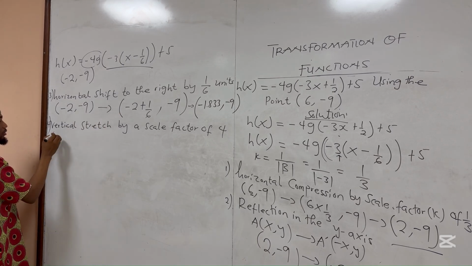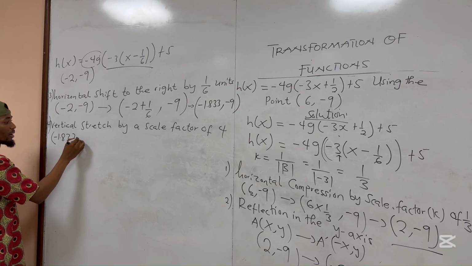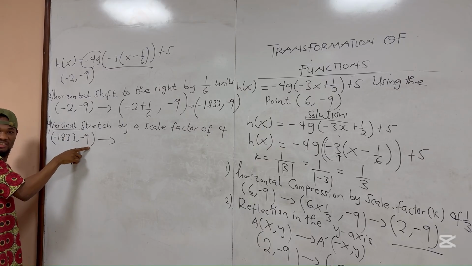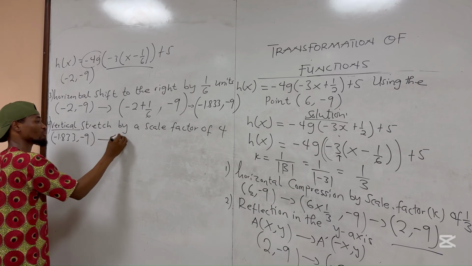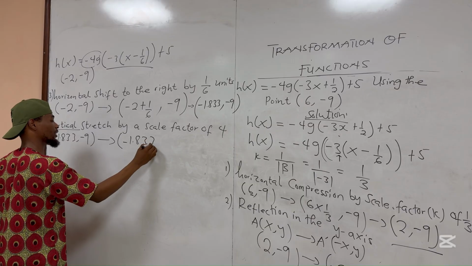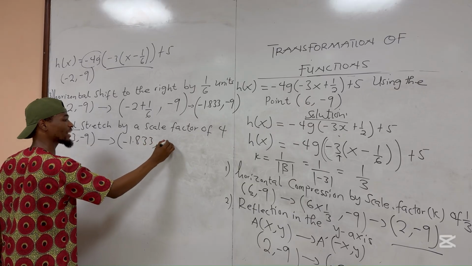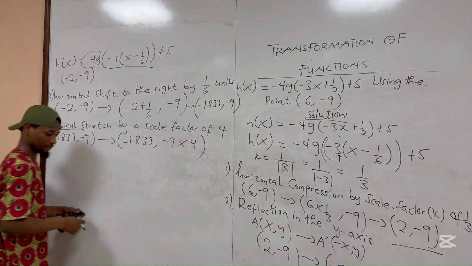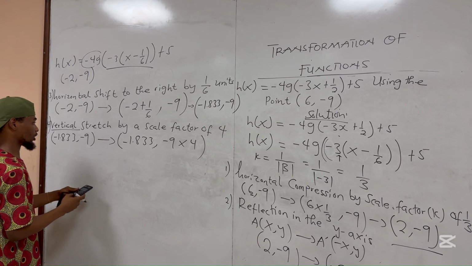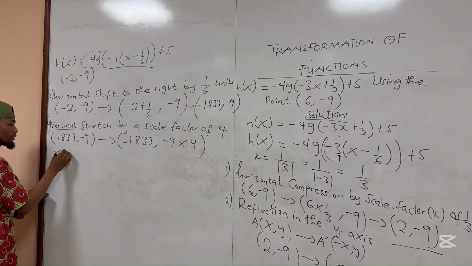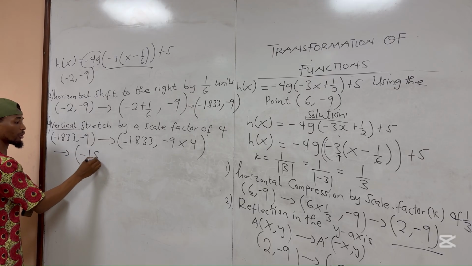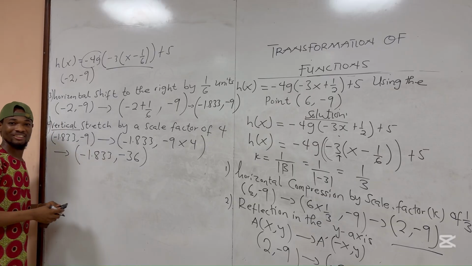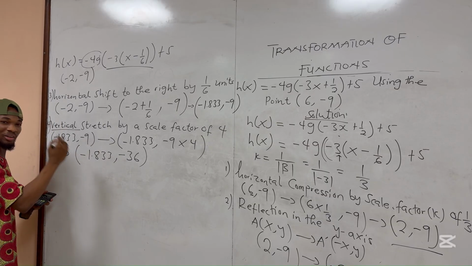So the coordinate was negative 1.833, negative 9. Then, because it has to be vertical, we are going to consider the y and maintain the horizontal, which is the x. I have negative 1.833, and I have negative 9. So negative 9 times this 4. So my point becomes negative 1.833, comma, then I have what? Negative 36. You get it that way? As simple as that. Follow the principles.